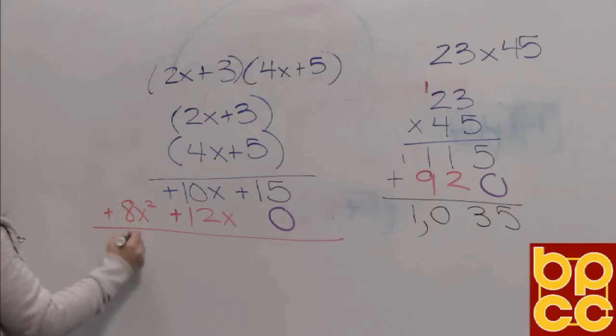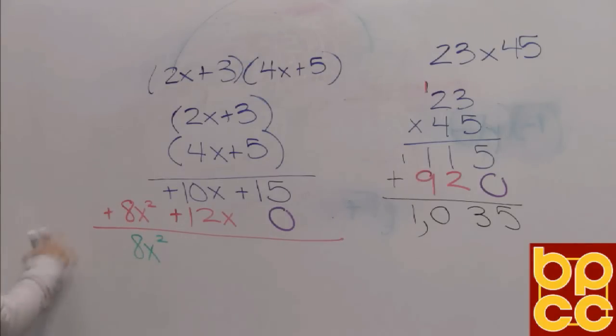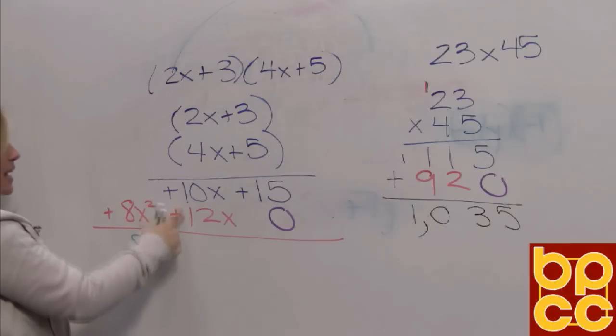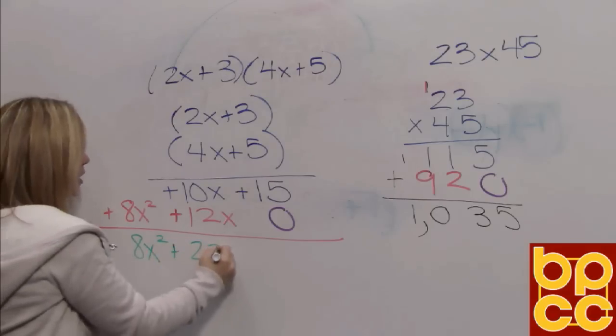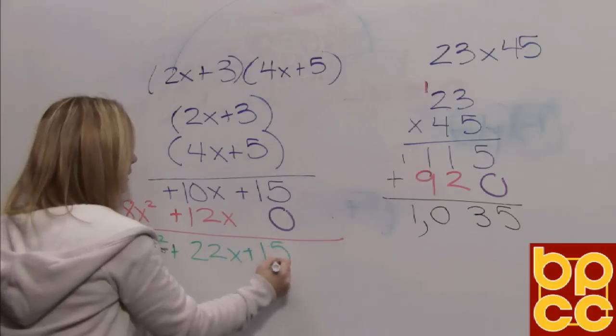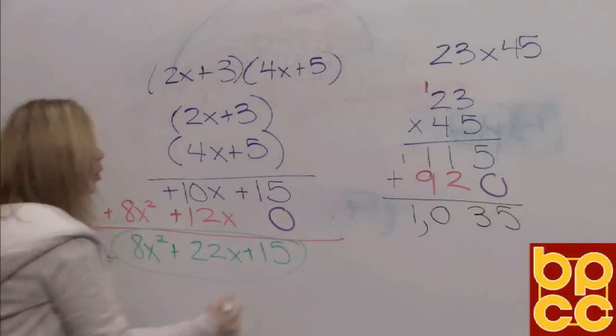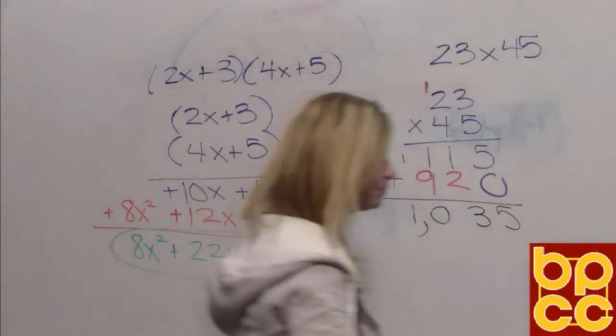So there's nothing to add to 8x squared. You bring it down. Because it's the leading term, we don't need to put a plus. Positive 10x and positive 12x are the same sign, so we'd add and get positive 22x. 15 plus 0 is 15. And there is your answer, already in the correct descending order. And this process works for anything bigger than monomials. So let's go to our notes now to the end.